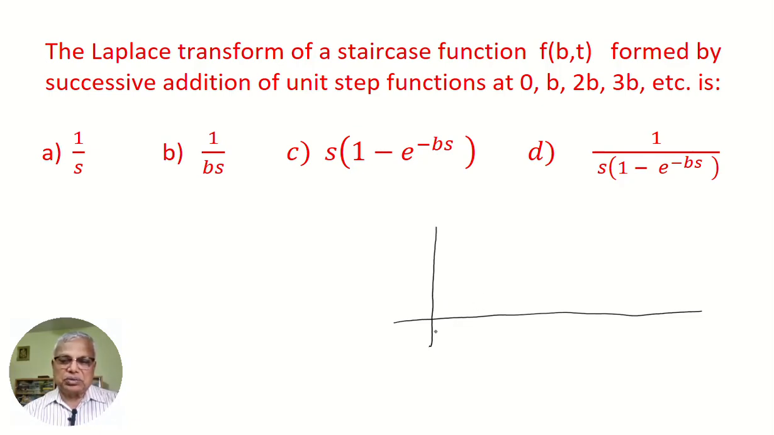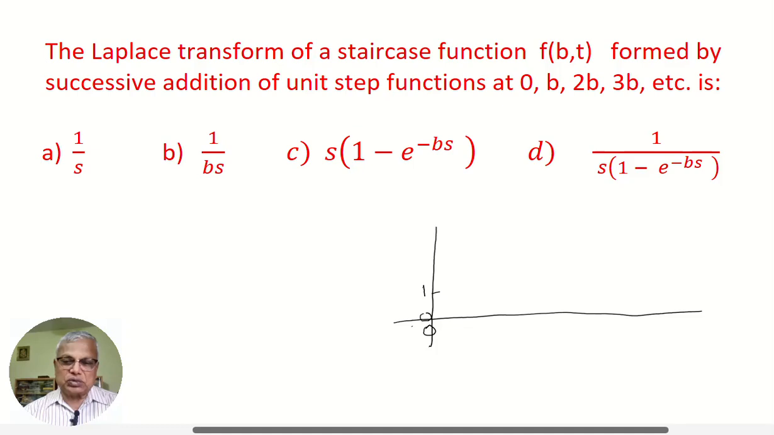Unit step function. Suppose you take this as 0 and this as 1. So this is 0 on both axes, x as well as y. The unit step function starting at 0 is this. Let's say this is b, and at b another step function is added of magnitude 1. This is another b, so this will be 2b, and at 2b another unit step function is added. So like that it will go.